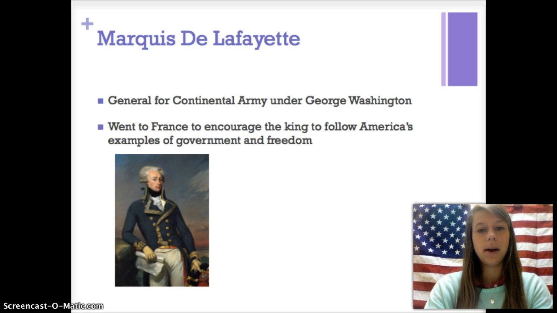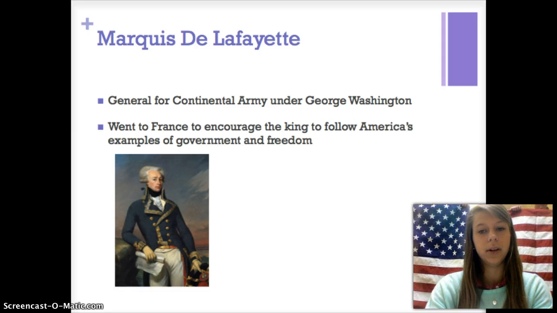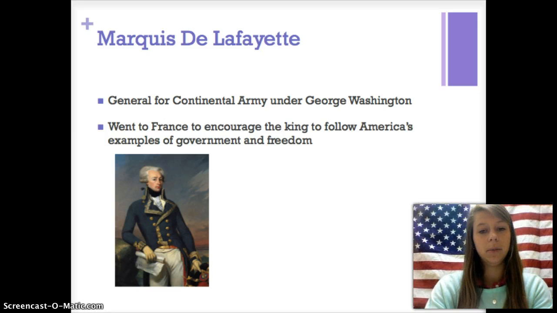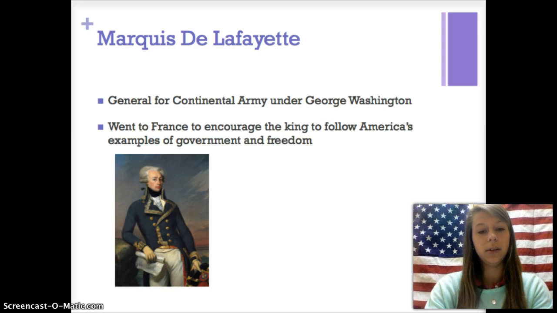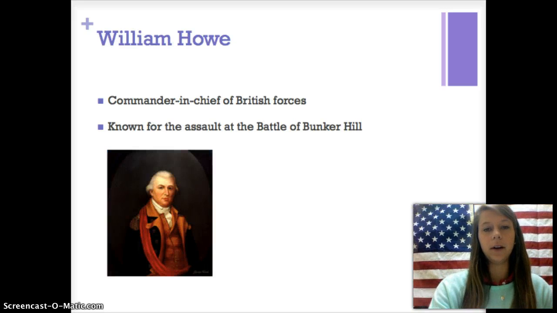Lafayette served in many battles such as the Battle of Brandywine and Battle of Rhode Island. During the middle of the Revolution, Lafayette returned to France to try and convince the French to support the Americans in the Revolution. After his return, he helped to block British troops at Yorktown from reaching the Continental Army, giving Washington more time to better prepare his troops. After the Revolution was over, Marquis returned to France to encourage King Louis to follow America's example of government and freedom.